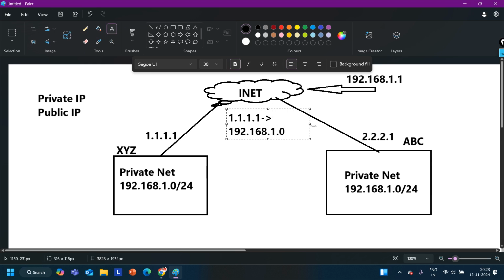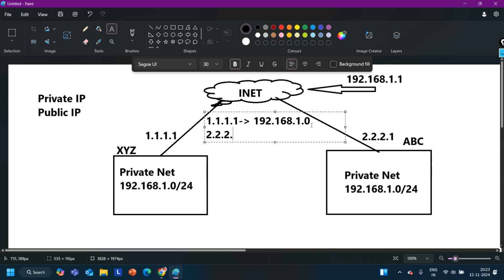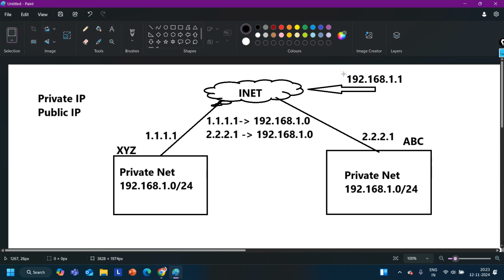192.168.1.0. And 2.2.2.1 is representing what? The same network. 2.2.2.1 is also representing the same network, 192.168.1.0. And the ISP will never receive traffic for the private IP address, right? It will be receiving traffic for the public IP address.